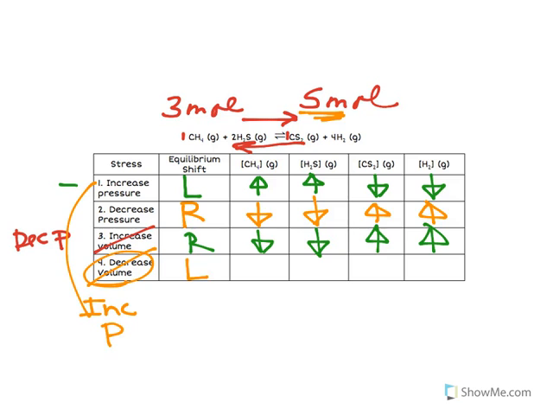Now there's only 3 moles of gas on the left, which means that the concentrations of the CH4 and the H2S are going to go up, and the concentrations of the CS2 and the H2 are going to go down.